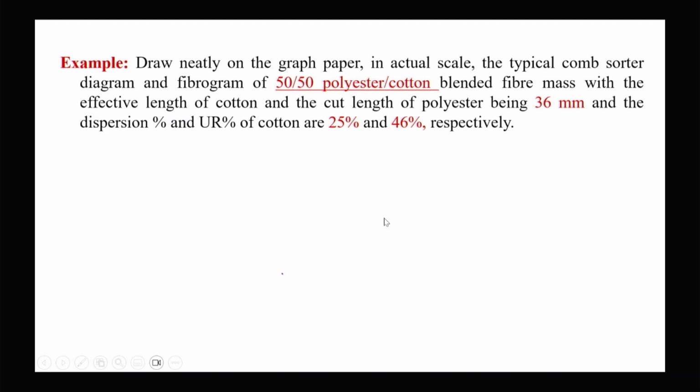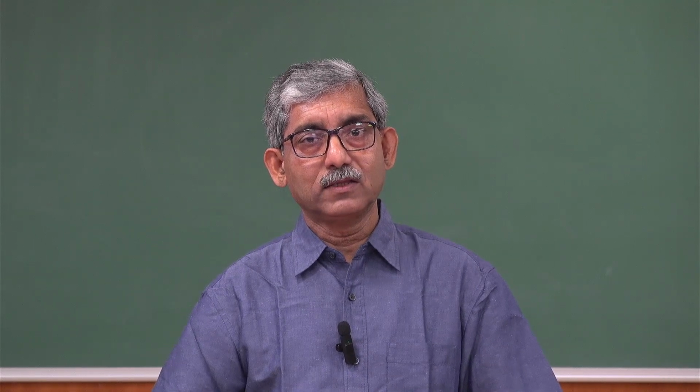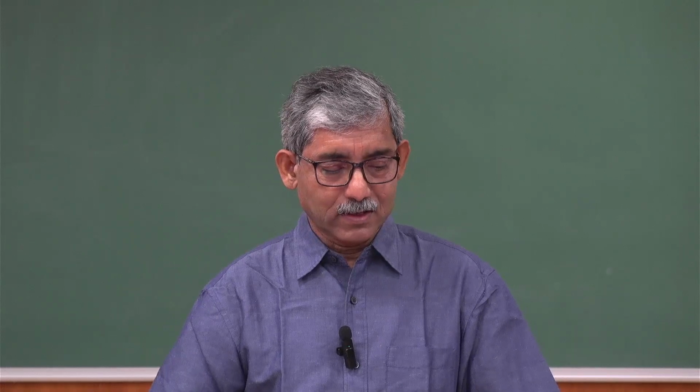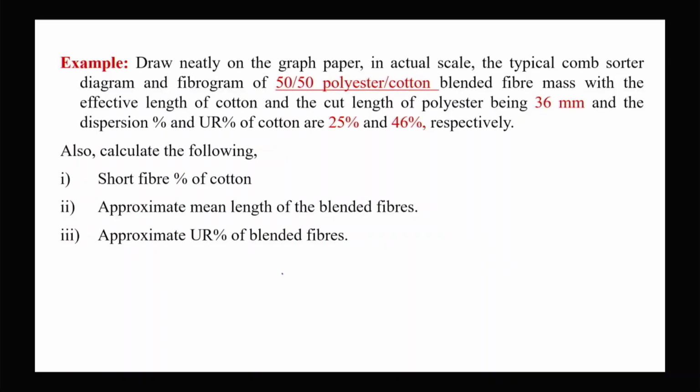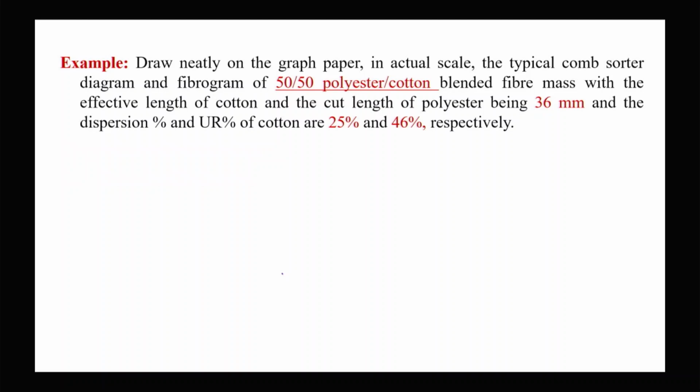Next is that, as we have discussed, the parameters are given. We have to draw the curve, and from there we have to calculate the short fiber percent, approximate mean length of the blended fibers, and approximate uniformity ratio of the blended fiber. So let us do it one by one.